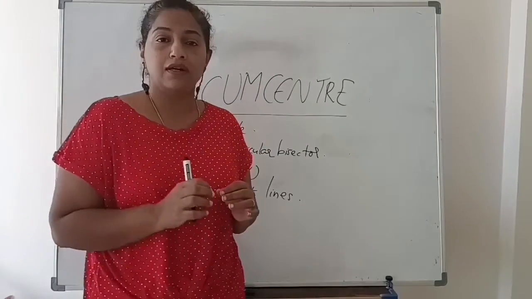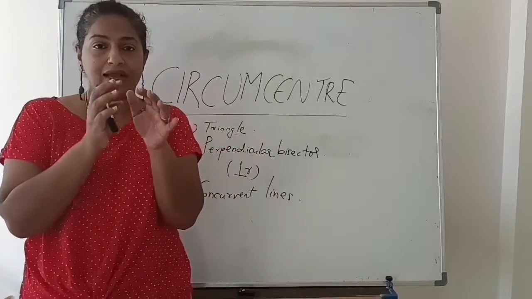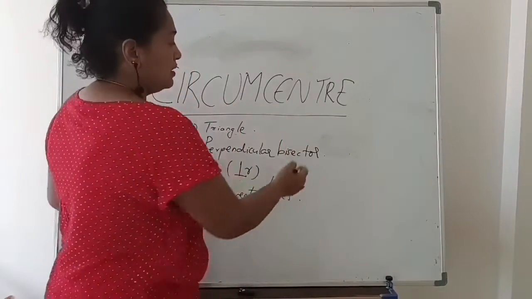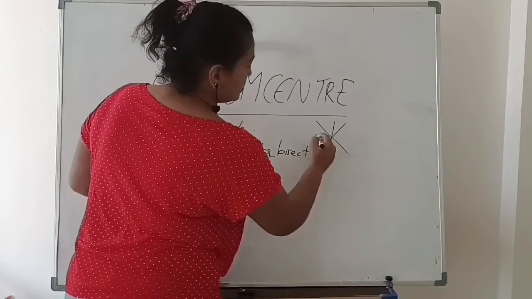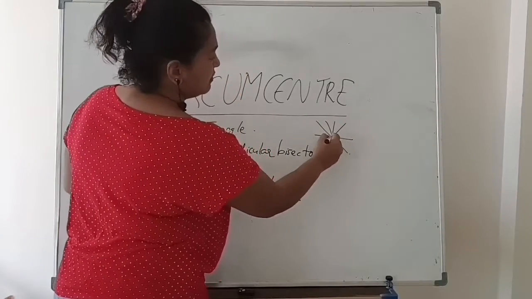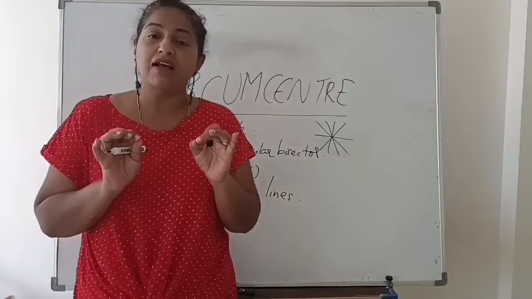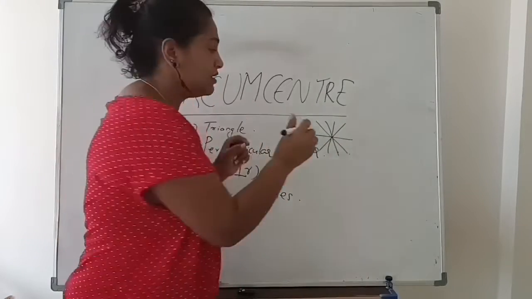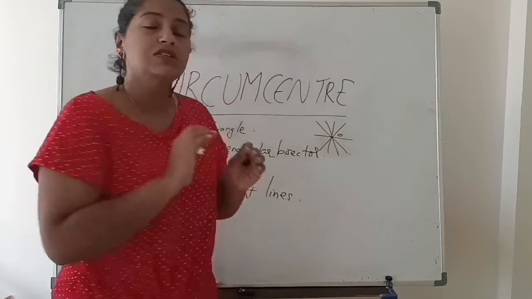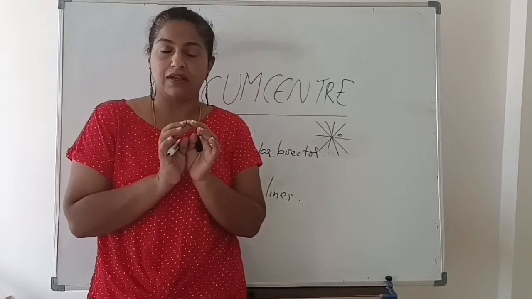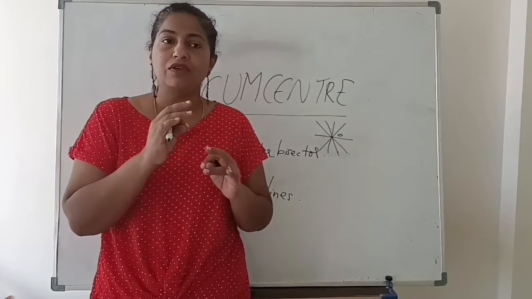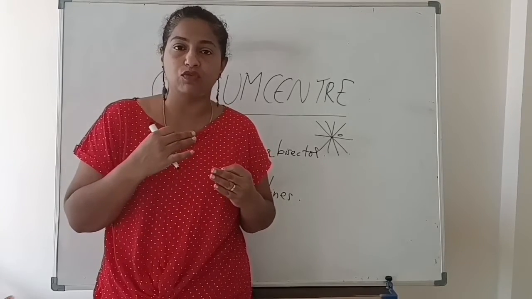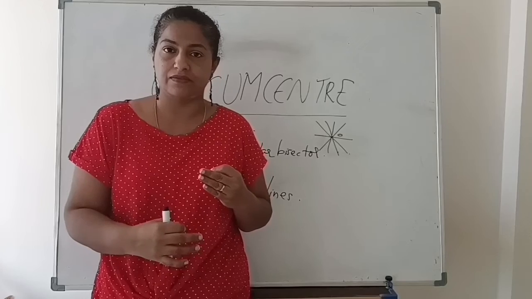Concurrent lines. So what are concurrent lines? Concurrent lines are lines that pass through a single point. So I can have 5 concurrent lines. They all should pass through the same point. So I can say that these 5 lines are concurrent and they meet at the common point. Let us name it O. Such lines are called concurrent lines. You need to understand the concept of these three terms before we move on to the concept of circumcenter.